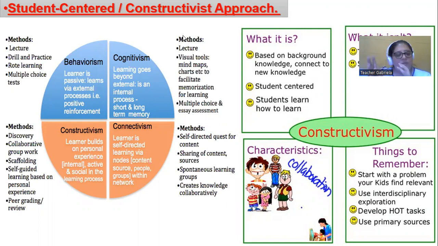Behaviorists, cognitivists, constructivists, connectivists. The behaviorist: learner is passive. Learns via external process. Example, positive reinforcements. It means there are a few students that don't need to be assessed.